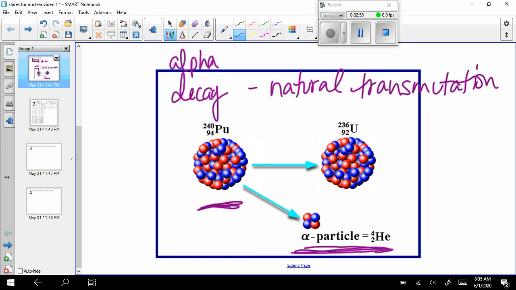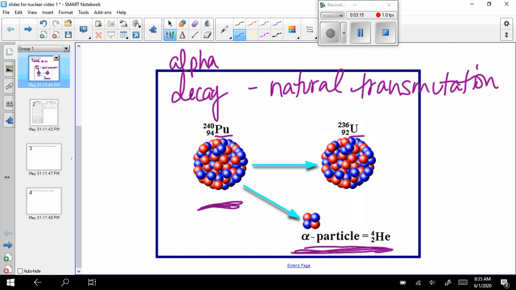So trans means that it has changed. Well, both the words trans and mutation mean that they have changed, and they change element. It went from Pu to U. All right, so that is the kind of thing that we're going to be looking at today.